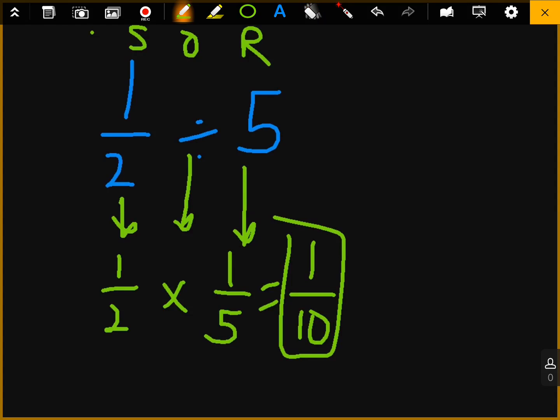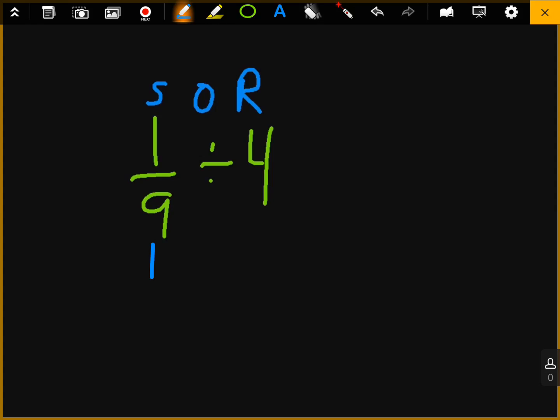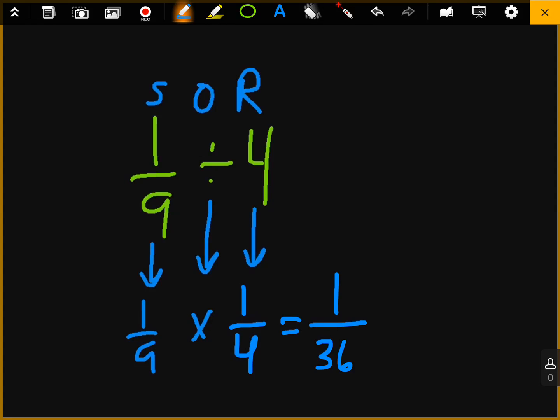Okay? Number 4 says Shiva has to read 1/9 of a book in the next 4 days. 1/9 of a book, okay, in the next 4 days. So you're going to divide 1/9 into 4, because that's how much she has to read left, and it needs to be divided into the 4 days. Same, opposite, reciprocal. 1/9 stays the same. Opposite of division is multiplication. The reciprocal of 4 is 1/4. 1 times 1 is 1. 9 times 4 is 36. 1/36 is your answer. Okay?